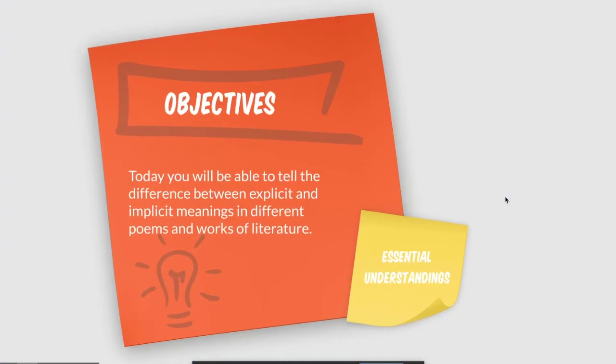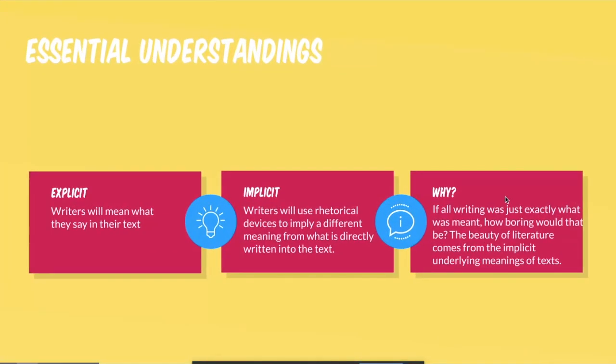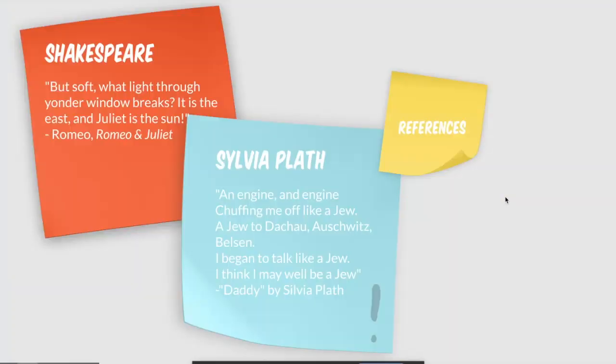So today the goal is for you to be able to tell the difference between explicit and implicit meanings in different poems and works of literature. So again, an explicit meaning is when a writer is going to mean what they say in their text, whereas the implicit, they're going to use rhetorical devices or other types of ways of showing you a different meaning from what is directly written into the text. So why do writers do this? I mean, if all writing was exactly what was meant, how boring would that be? The beauty of literature comes from the implicit underlying meanings of all of these texts.